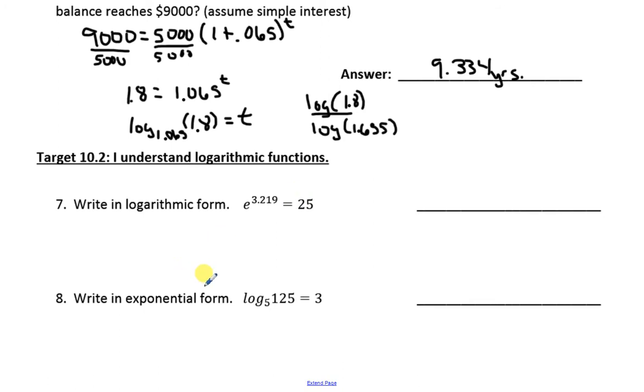Rewrite this as a log. So this would be log base e of 25. If you look at your formula sheet, this is all you have to do to rewrite a log. That equals 3.219. And remember, log base e is the same as natural log. That's ln of, and that means, without putting an e there, log base e. So natural log of 25 equals 3.219.